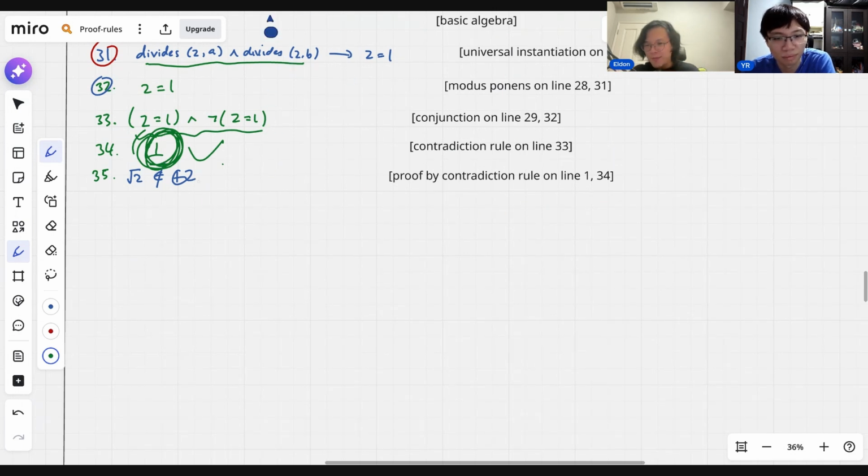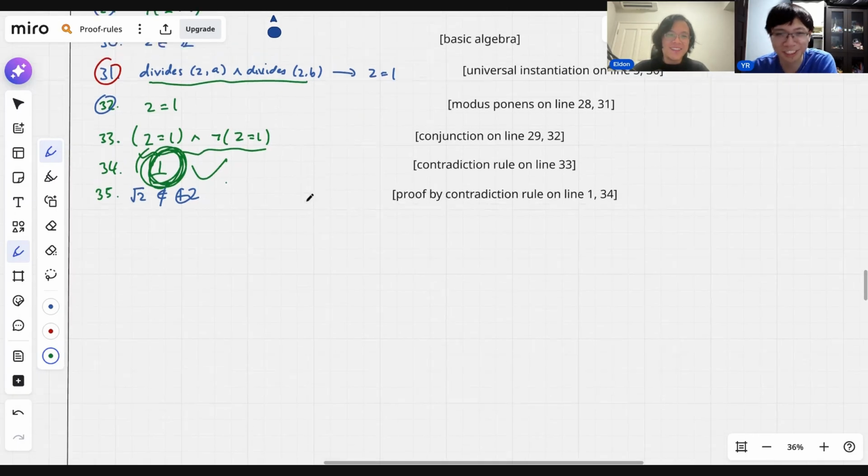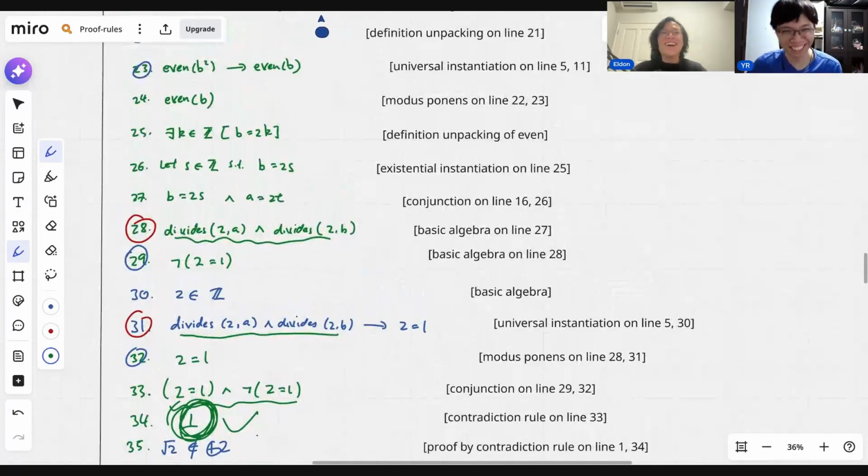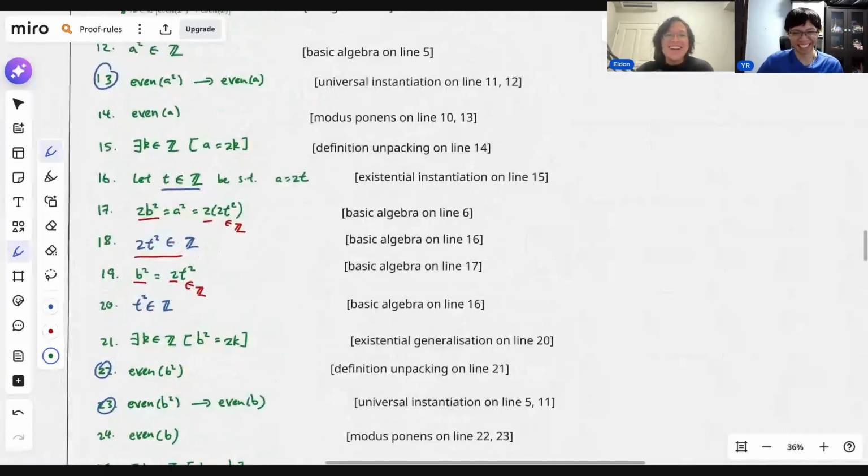Any final remarks for this section? No, just all the best. All the best to the students that need to write proofs. Hey, don't make it sound that bad.